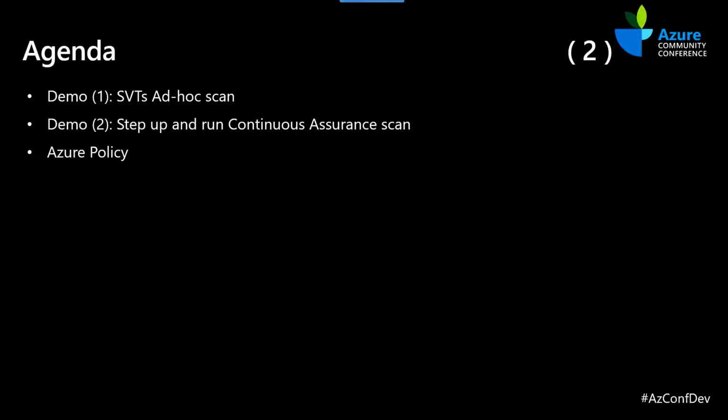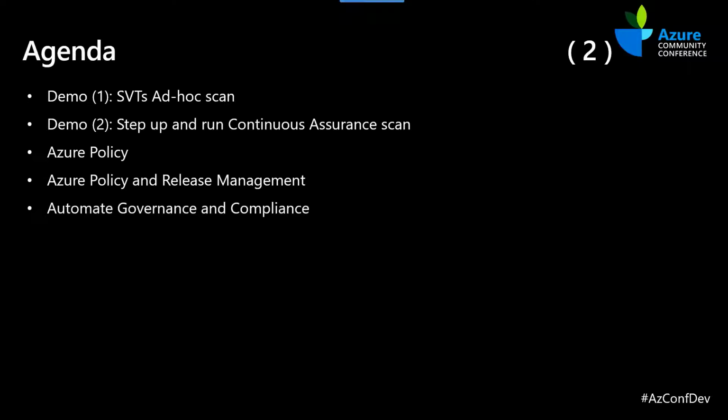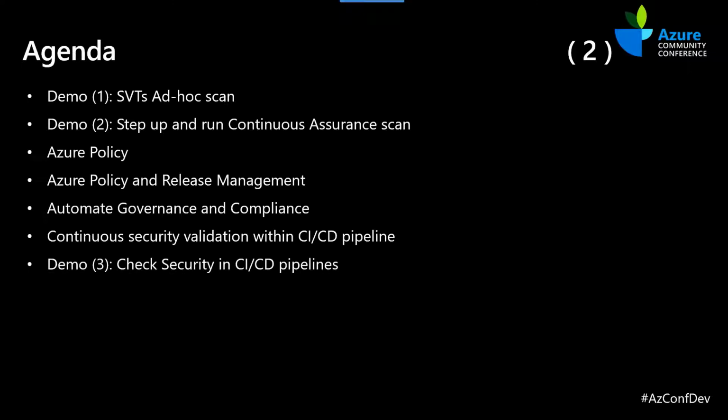Then we will talk about an overview of Azure Policy, and then we will talk about how to integrate Azure Policy with release management in Azure Pipelines, then how to automate governance and compliance within DevOps. Then after that, we will talk about how to continuously secure and validate the CI/CD pipeline, which means moving the conversation from the security of approving each release to approving the CI/CD. After that, we will see the third demo, which is checking security in CI/CD pipelines.